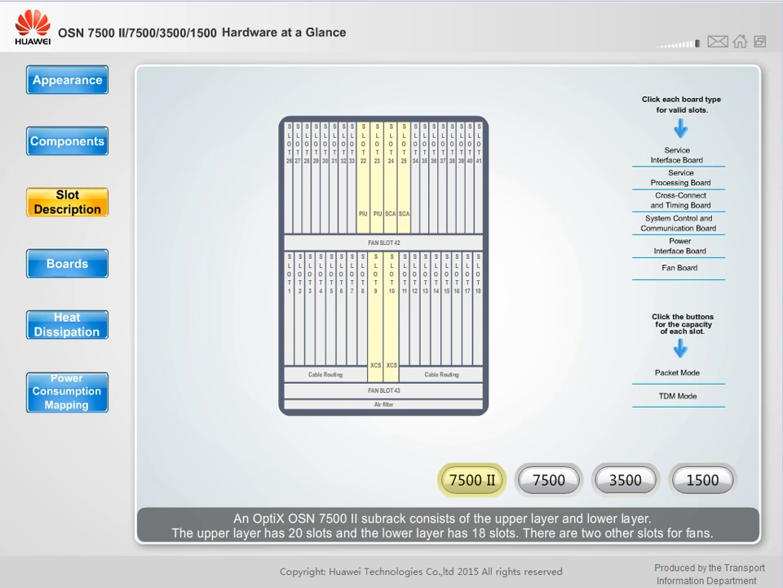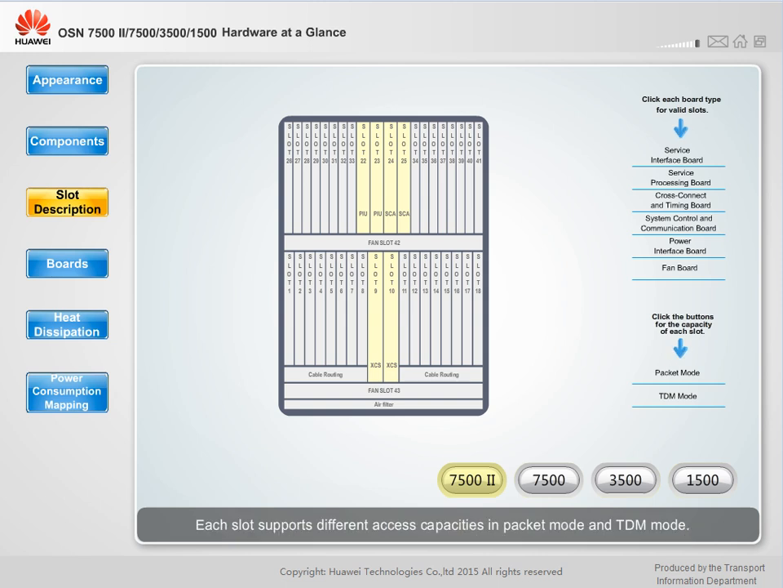An OptiX OSN 7500 II subrack consists of the upper layer and lower layer. The upper layer has 20 slots and the lower layer has 18 slots. There are two other slots for fans. Each slot supports different access capacities in packet mode and TDM mode. A single slot supports a maximum of 20G access capacity.